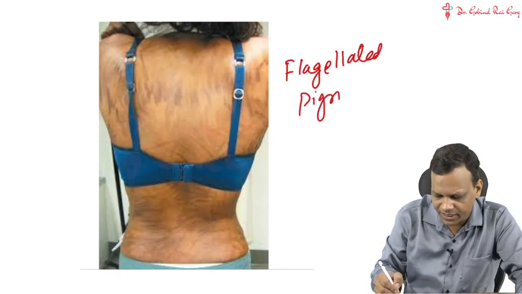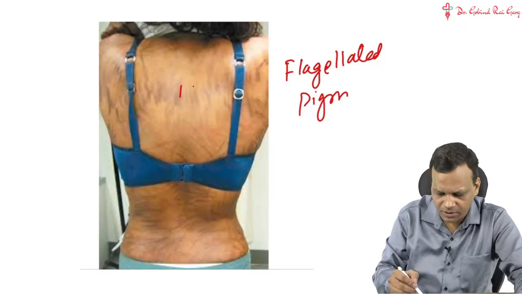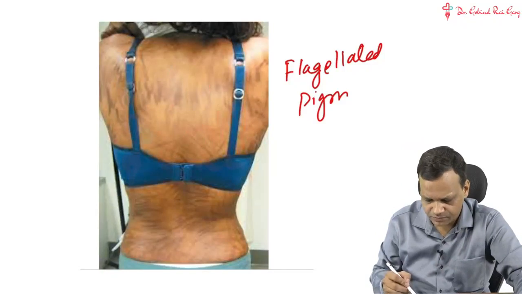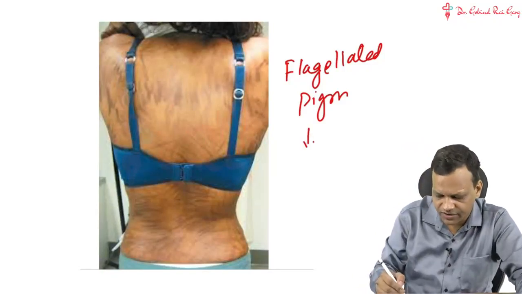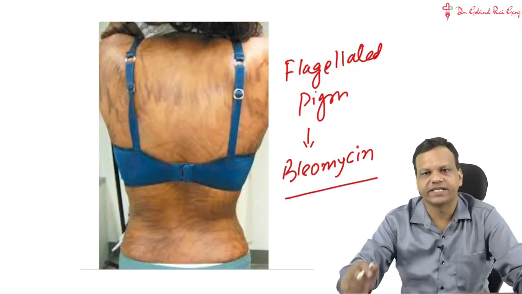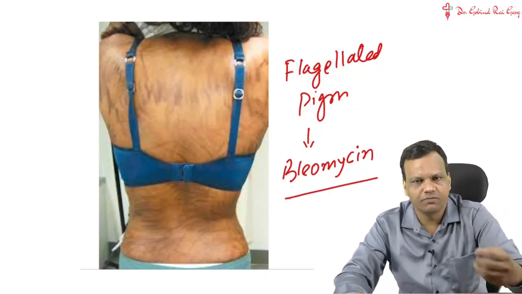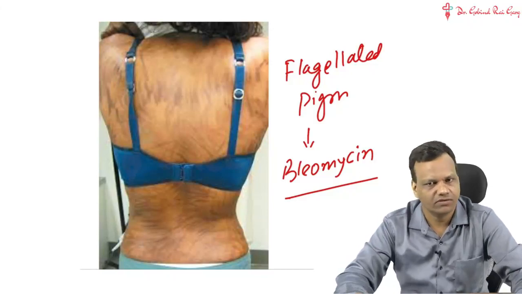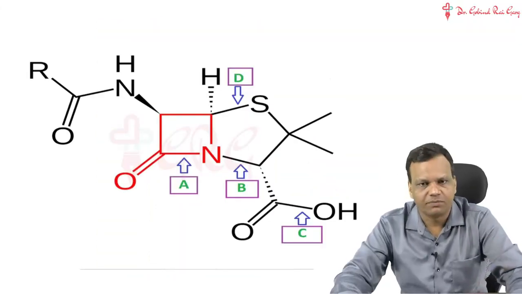Flagellated pigmentation. You can find the pigmentation in the form of flagella, in the form of lines. This flagellated pigmentation is a characteristic adverse effect of which anti-cancer drug? Yes, it is caused by bleomycin. Bleomycin can cause flagellated pigmentation. What is the other important side effect of bleomycin? Yes, pulmonary fibrosis.